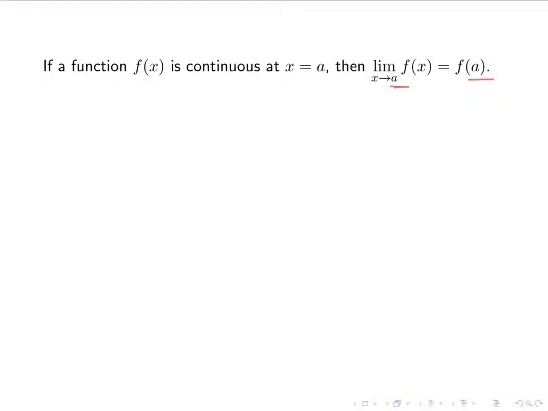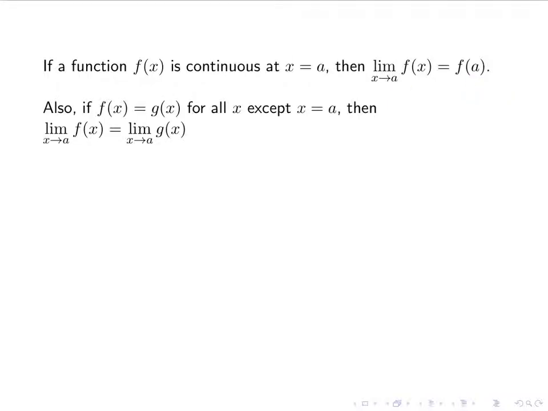We have another thing that's very useful. If f of x equals g of x for all x except x equals a, then the limit as x goes to a of f of x is the limit as x goes to a of g of x. And this tells us that since that ratio we saw before, that rational polynomial, was equal to 2x plus 1 everywhere except x equals 2, then the limit of that rational polynomial is the limit of 2x plus 1, which is 5, because again it's continuous.